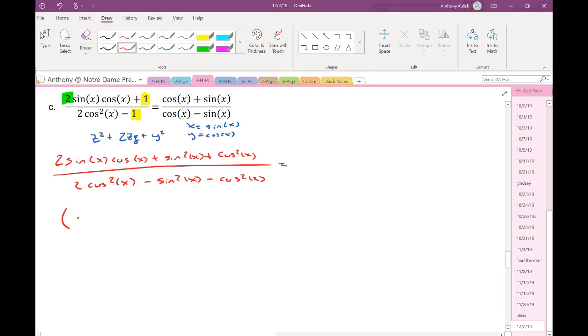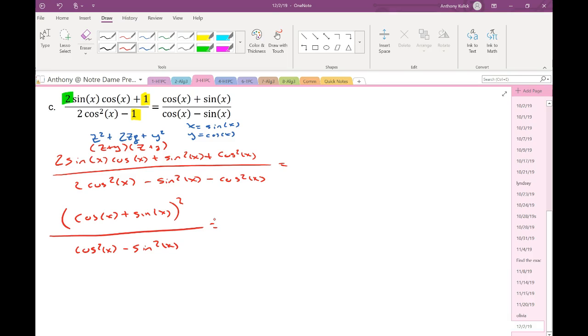So that's going to give me, I'll write it in the other order, cosine x plus sine x squared, because there's really 2 of them. That factors into z plus y times z plus y, in case you were wondering. When I combine like terms in the denominator, I get minus sine squared. Okay with that, Lindsay? What do you see in the denominator?